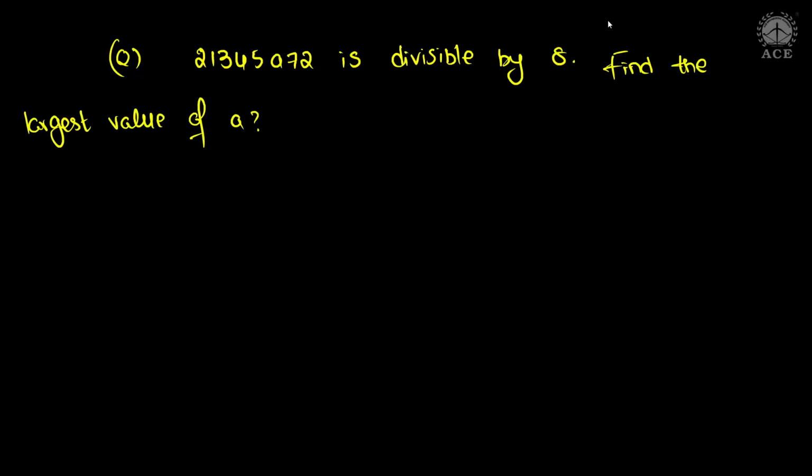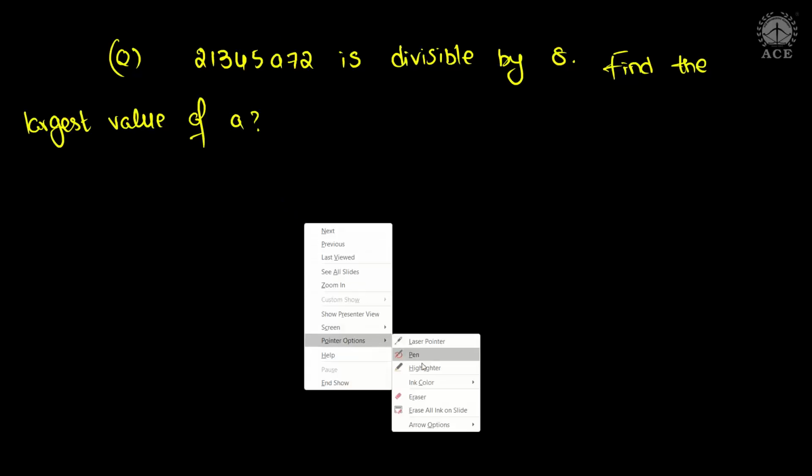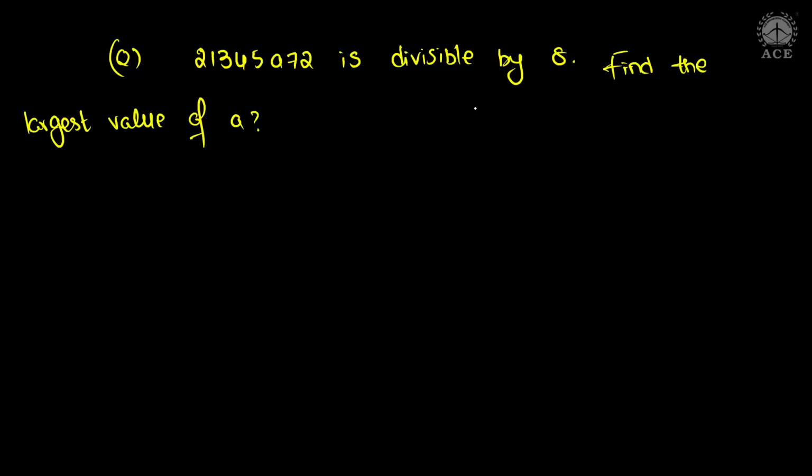So guys, divisibility by 9 is finished. Now divisibility by 8. This number is divisible by 8. What is the divisibility by 8 rule? 8 is 2 cube. So to check whether a number is divisible by 8, we have to see the last 3 digits. We have to check the last 3 digits of the given number, my dear friends. Everyone try this one.